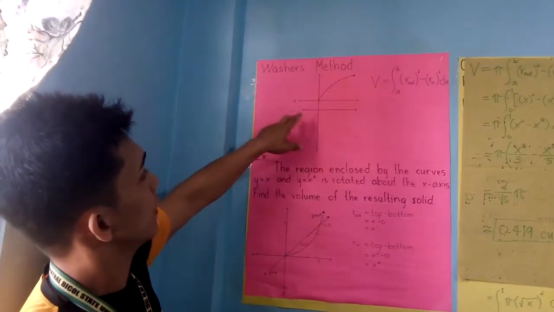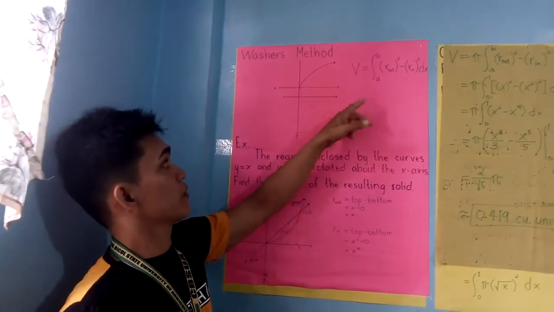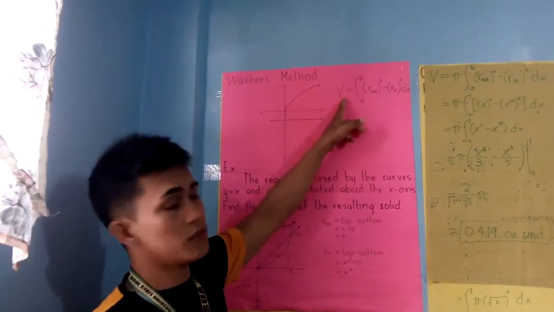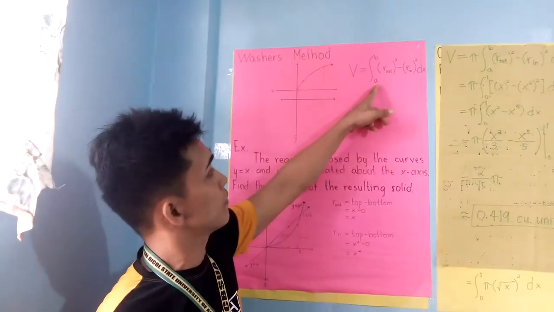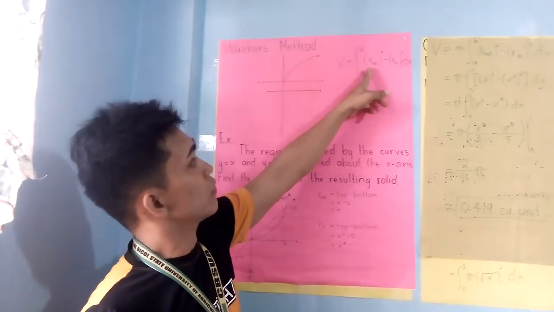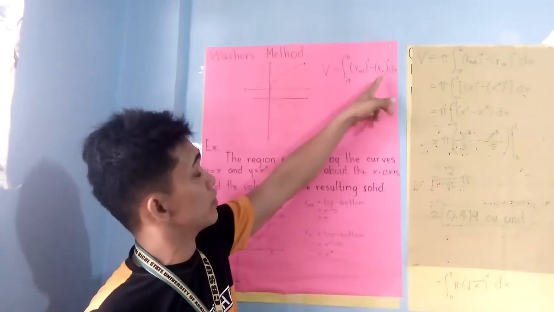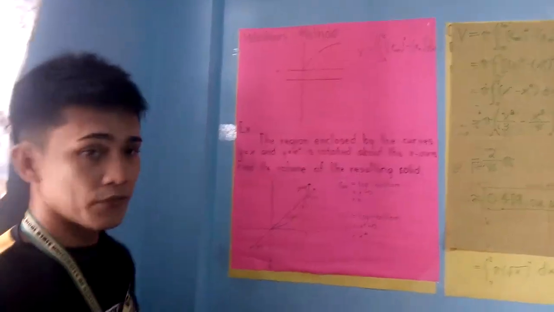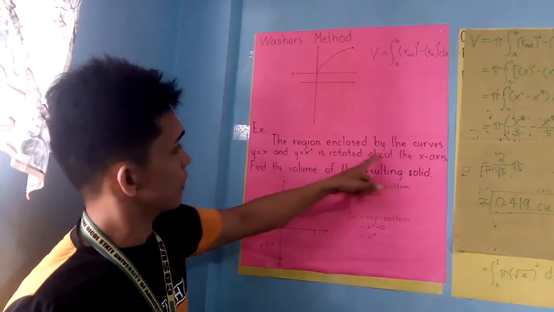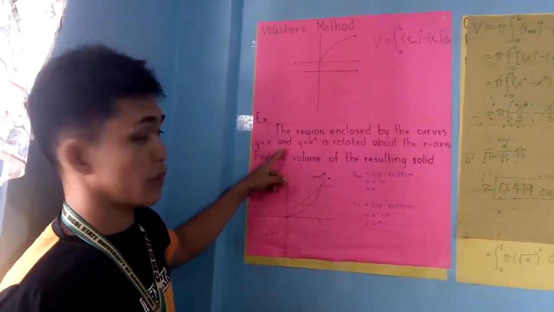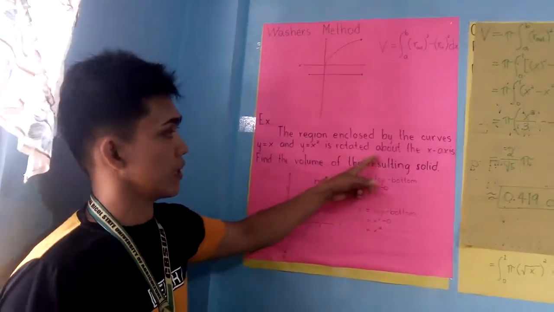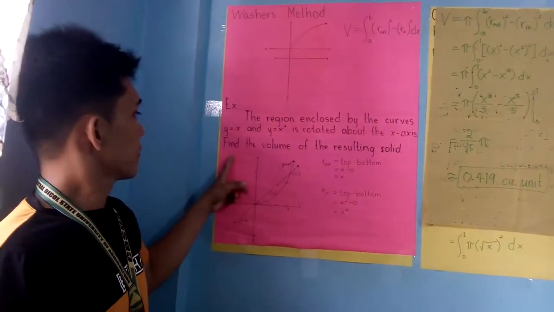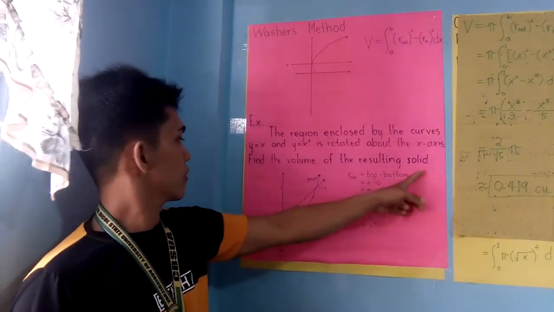In order to find the volume using the washer's method, we use this formula. The volume is equal to the integration of the square of the outer radius minus the square of the inner radius dx from a to b. Let's say, for example, the region enclosed by the curves y equals x and y equals x squared is rotated about the x-axis. Find the volume of the resulting solid.